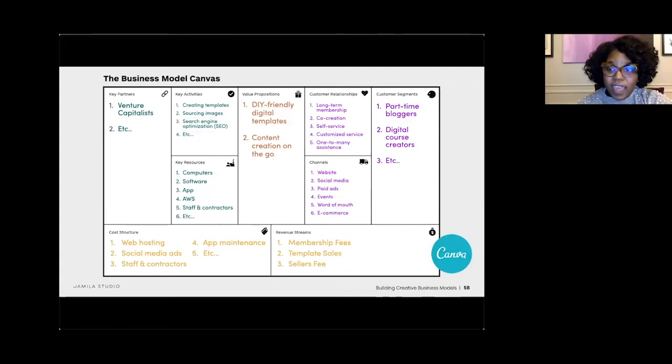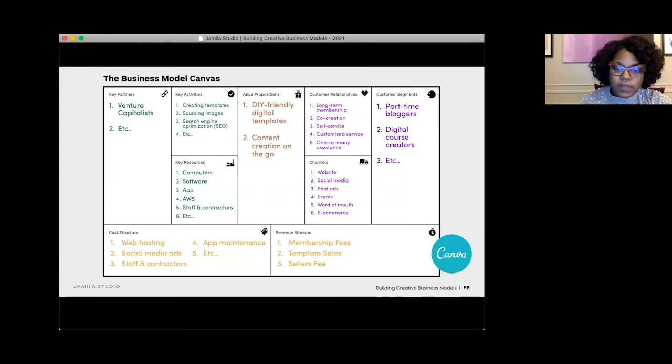Okay, then we talked about Canva. They target part-time bloggers, they target digital course creators. There are lots of people that they can target who need their value of DIY digital templates or content creation on the go. We know that they make money through membership fees, and they also need to pay for web hosting. We know that they have gotten venture capital money, and that is helping them with their operating costs. And we know that they create an app and they create software.